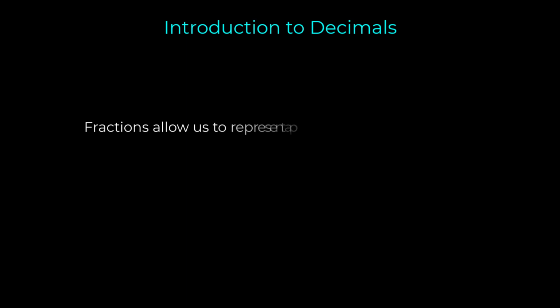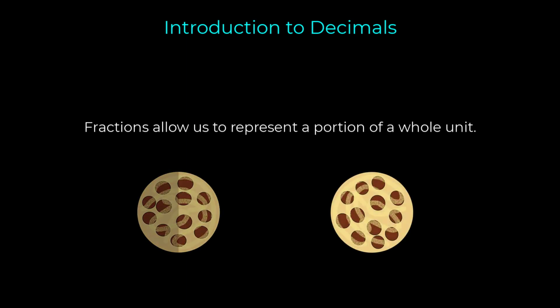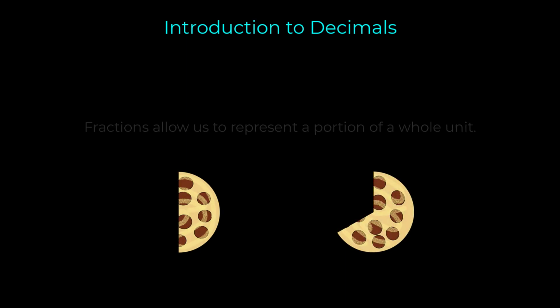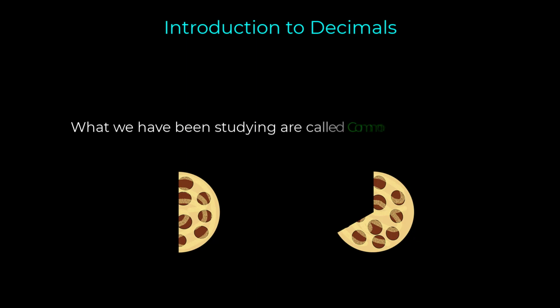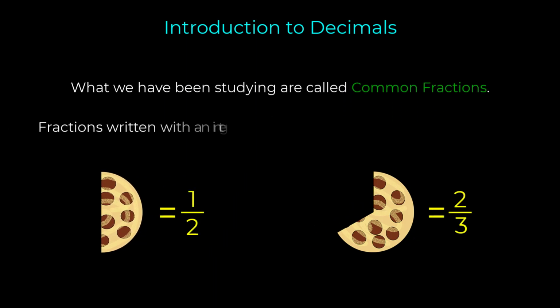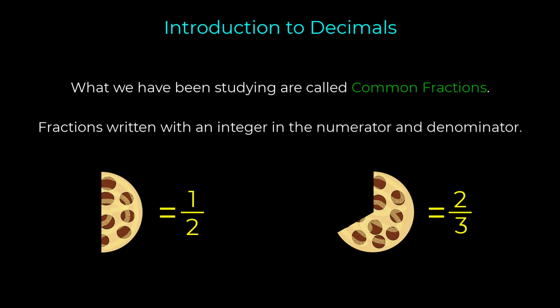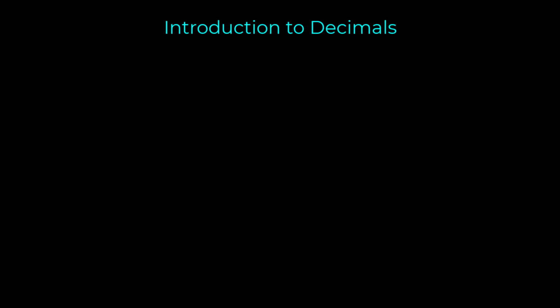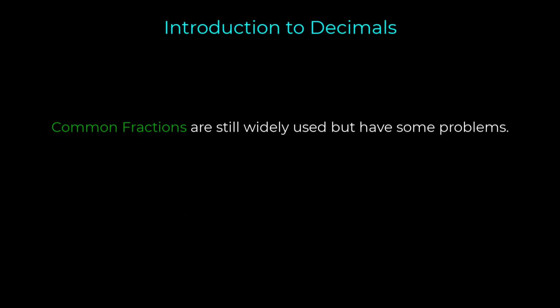Fractions allow us to represent a portion of a whole unit, so we can talk about half of a pizza or 2/3 of a pizza. Specifically, what we have been studying are called common fractions, that is, fractions written with an integer for both the numerator and denominator. Common fractions are still widely used, but they are problematic in some ways.